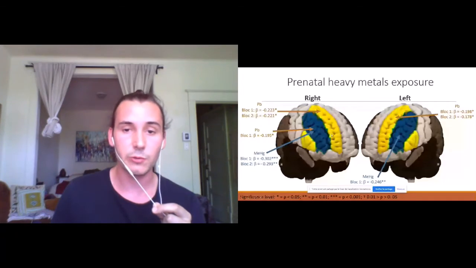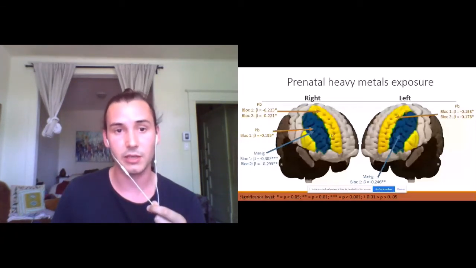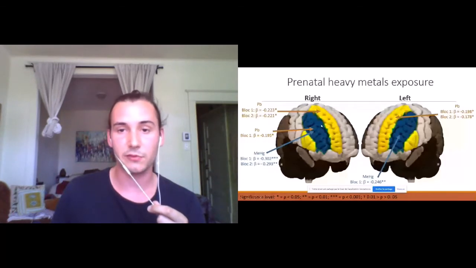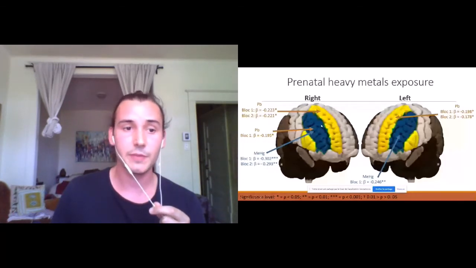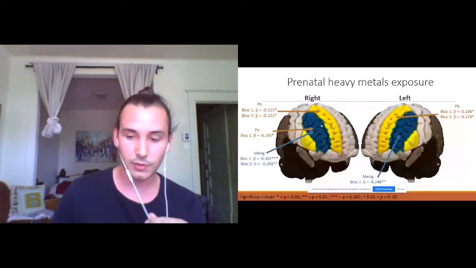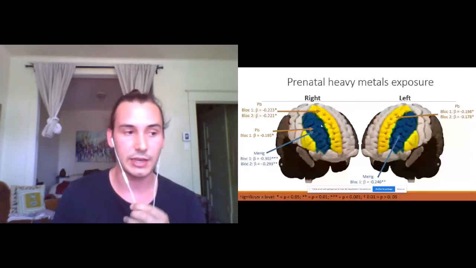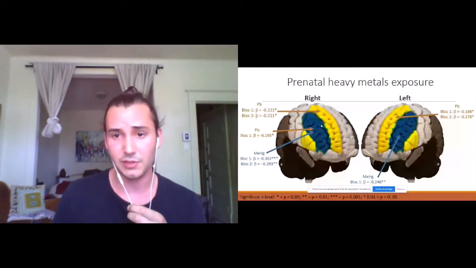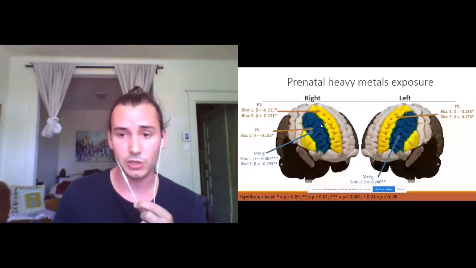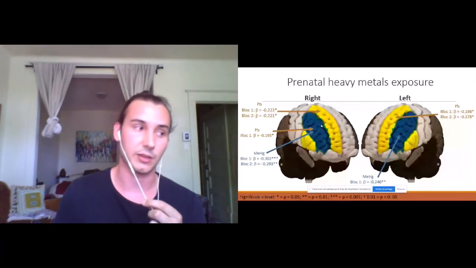For methyl mercury, we can see that it's associated negatively for the right and left middle frontal gyri, even when we control for postnatal exposure. As for the PCB exposure, we can see that it mainly affects the left inferior frontal gyri, even when we control for postnatal exposure. It tends to stay significant.